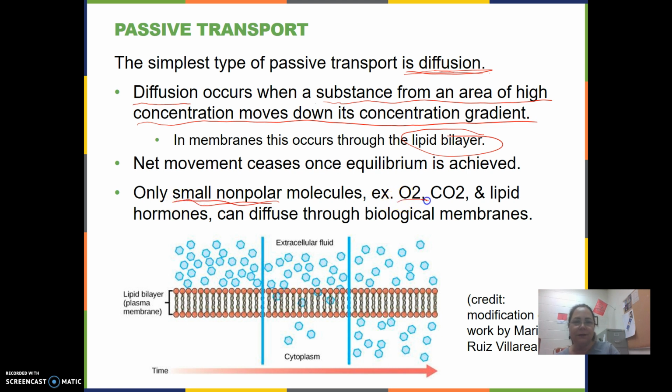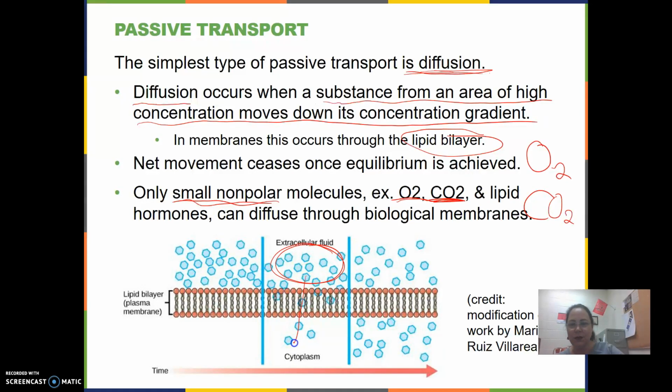So oxygen, carbon dioxide, these are really written with the 2 as a subscript. Oxygen, carbon dioxide, and small lipid hormones can diffuse directly through the phospholipid bilayer. And you can see an example where the concentration of this substance here, it doesn't say what the substance is, but we can assume that it's small and it's nonpolar. So it's insoluble in water, but it's soluble in lipids.